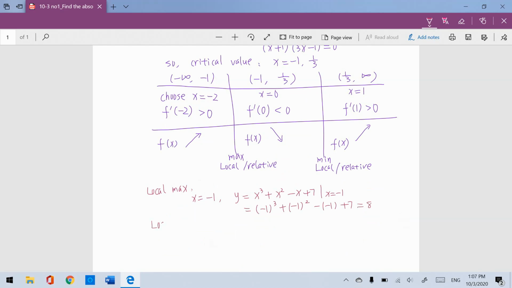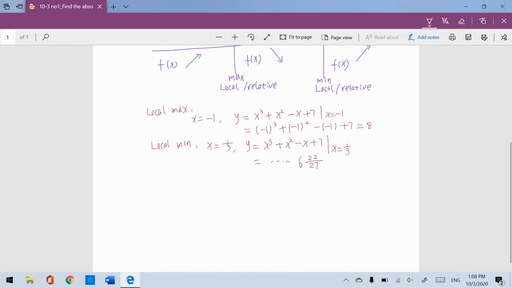Now let's do the local minimum. x equals 1/3, right? So we call negative 1, 8 a critical point. If just the x value, we call it the critical value. So when x equals 1/3, we also replace x by 1/3 in the original function. I got 22 over 27. Then we need to do the two endpoints.